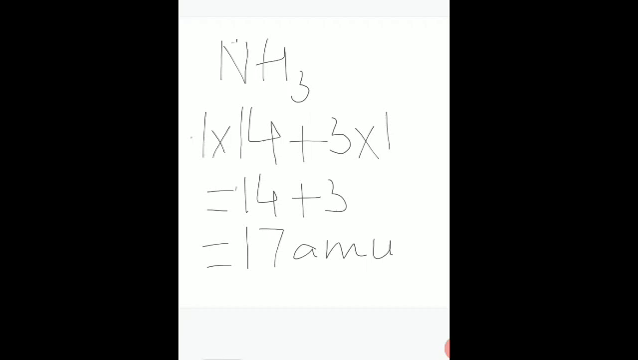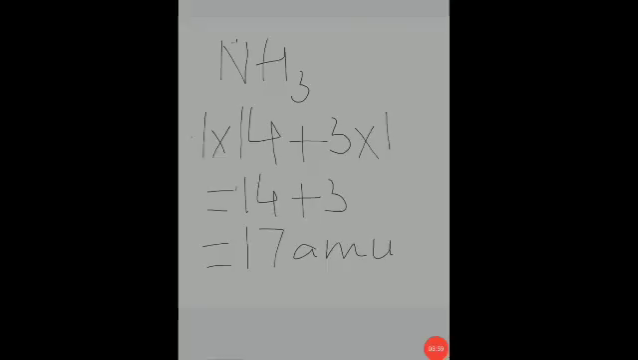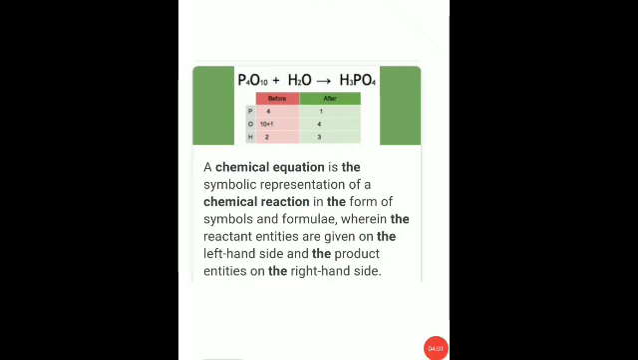So let's proceed with the chemical equations now. I have told you that a chemical equation is the symbolic representation of a chemical reaction, represented in the form of symbols and formulae. The substances that undergo the chemical change are called reactants, and the new substances formed in a chemical reaction are called products. Is it clear? That means these are the reactants and this is the product.